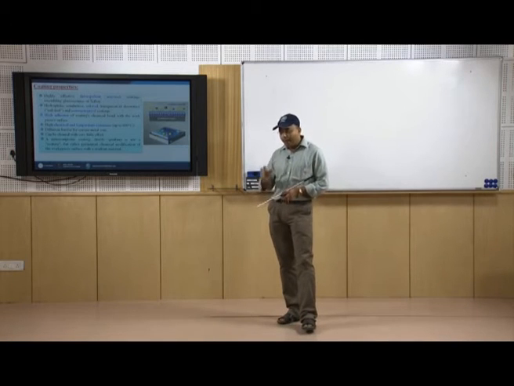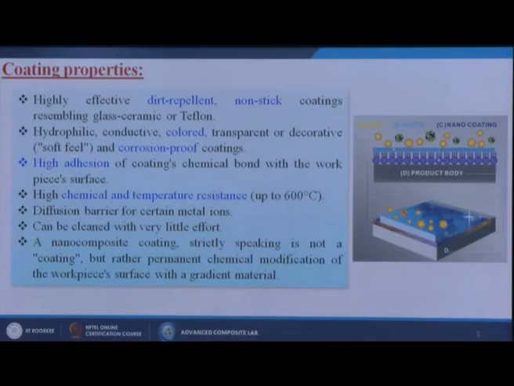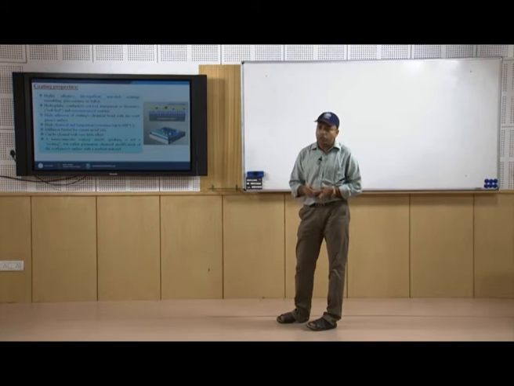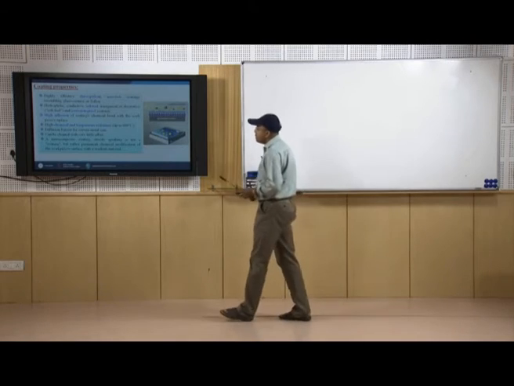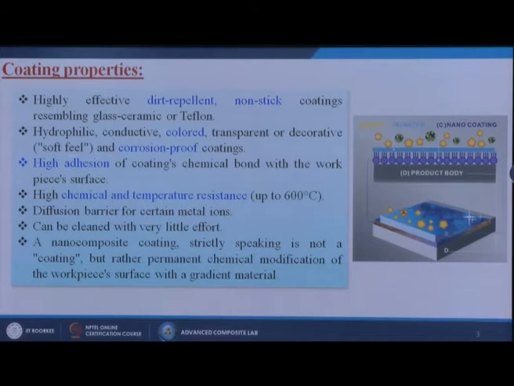So our main motto is to introduce some kind of material onto the glass substrate, so that the dust or dirt particles will not stick to those chemical instruments, and also we do not need to clean them several times. It will reduce the cost of the total experimental procedure. Not only that, it will reduce the usage time because we do not need to clean several times. Next are hydrophilic, conductive, colored, transparent or decorative, and corrosion-proof coatings.